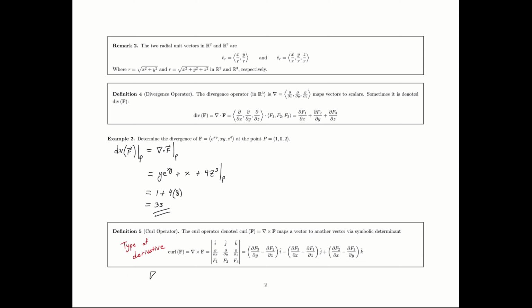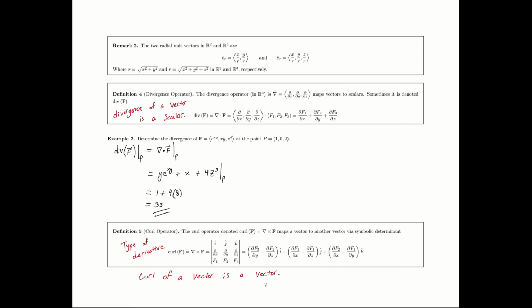So in particular here, the curl of a vector is a vector, whereas the divergence of a vector is a scalar. So two different types of derivatives, two different ways of producing a quantity that somehow encodes the rate of change in a certain sense.